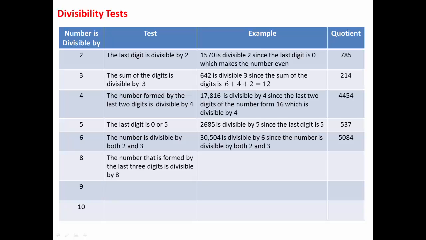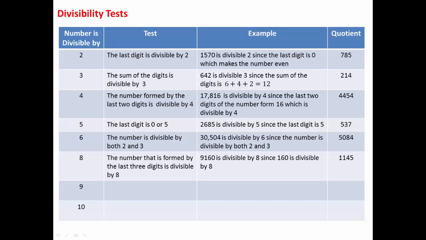A number is divisible by 8 if the number that is formed by the last 3 digits is divisible by 8. An example of this one, 9,160 is divisible by 8 since 160 is divisible by 8. Notice that 16 is divisible by 8, and 160 is 16 followed by 0. When a number is divisible by 8, and it's followed by only zeros, then the number which includes zeros is also divisible by 8. When we divide, we get the quotient 1,145.